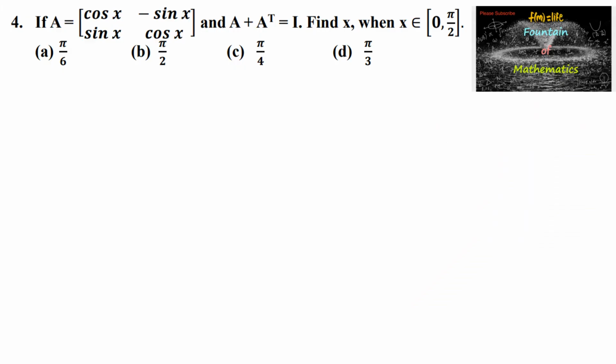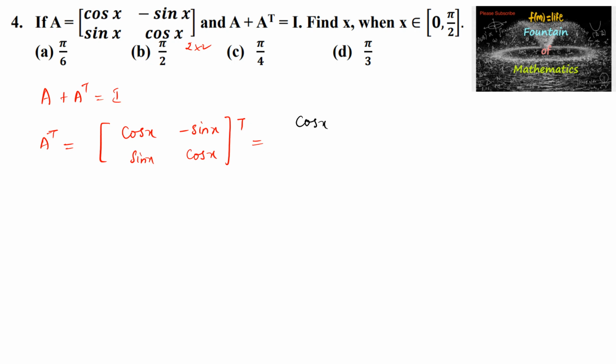If A is equal to the 2 by 2 matrix [cos x, -sin x; sin x, cos x], and given that A plus A transpose is equal to I, find x when x belongs to 0 to pi by 2. Let's find the transpose of the matrix. Transpose is nothing but interchanging the rows and columns. So we'll get [cos x, sin x; -sin x, cos x]. The first column will become the first row and the second column will become the second row.